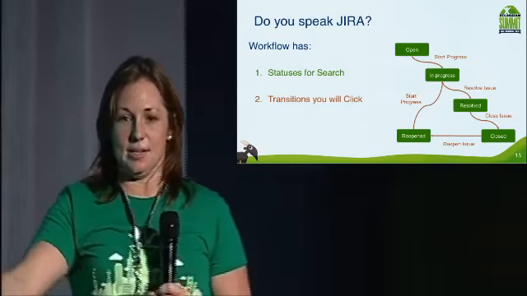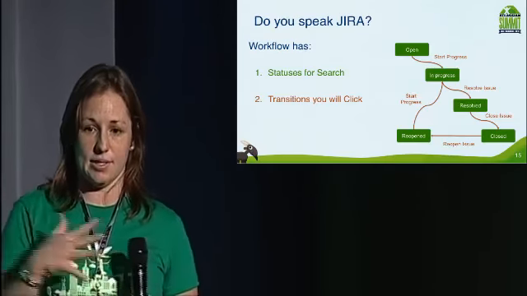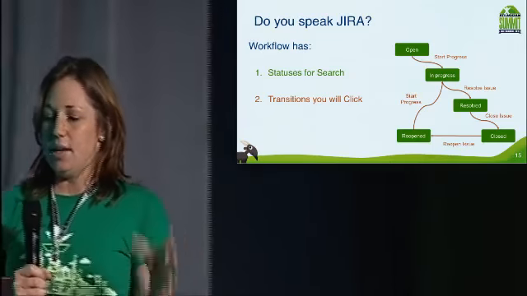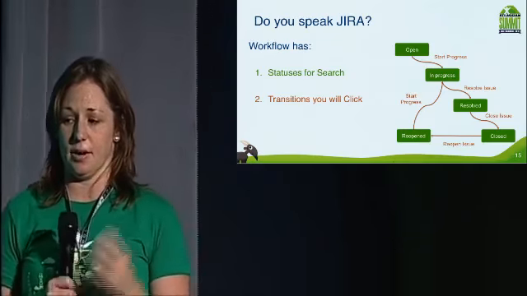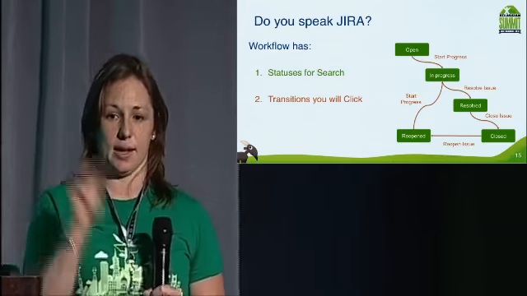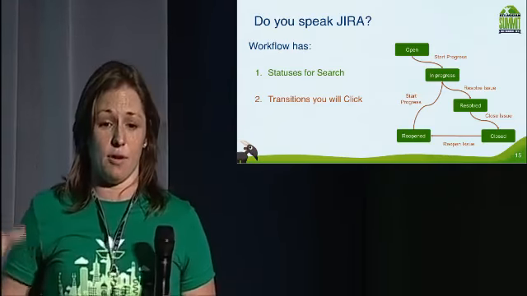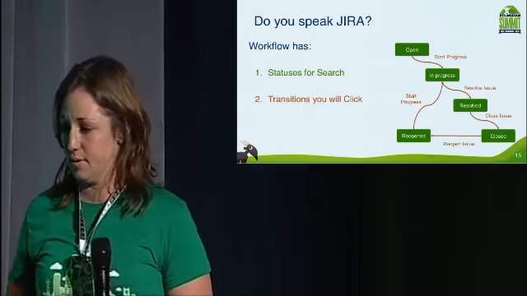It also has these things called transitions. Transitions are how you get from one state to the next. Statuses are what I search on. I search for things that are open. I search for things that are in progress. I don't ever search for start progress. That's what I click. That's actually the only part of workflow that's functional, that users actually click on, are those transitions.